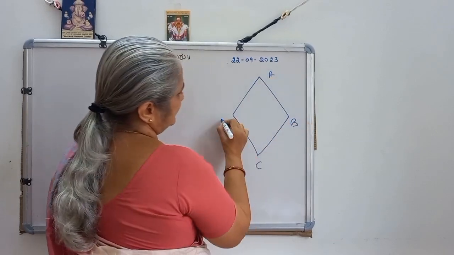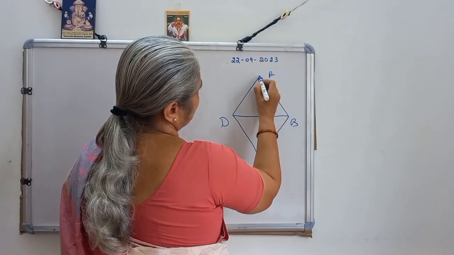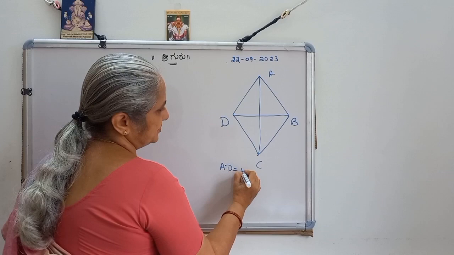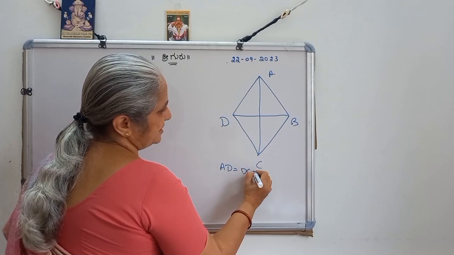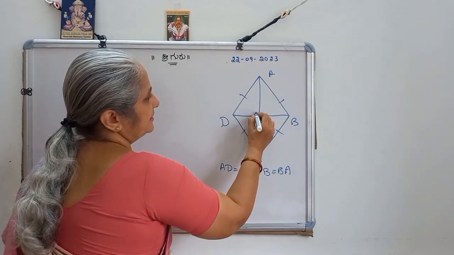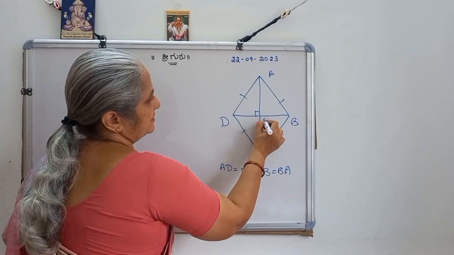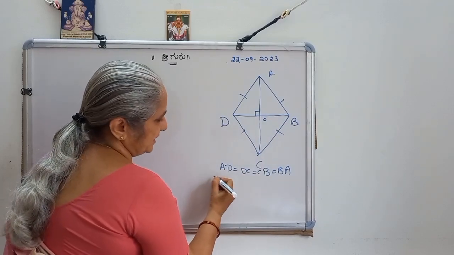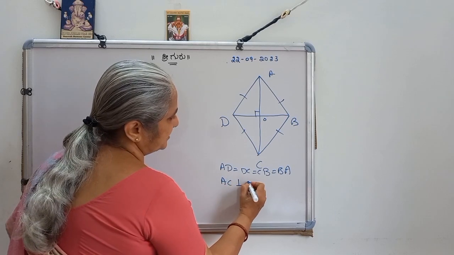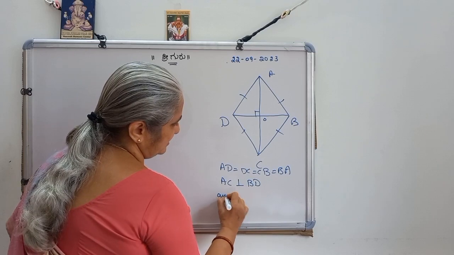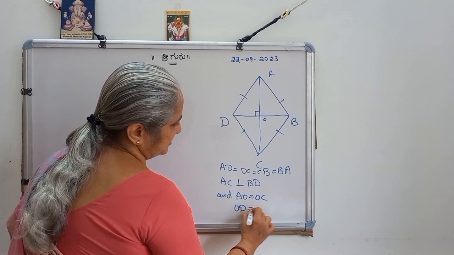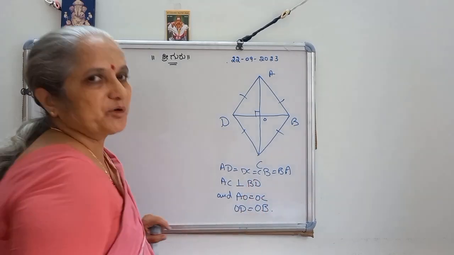A, B, C, D. What are the properties of the rhombus? AB is equal to BC is equal to CD is equal to DA. All the sides are equal and diagonals bisect perpendicularly. AC is perpendicular to BD and AO is equal to OC, OD is equal to OB. So these are the properties of a rhombus.